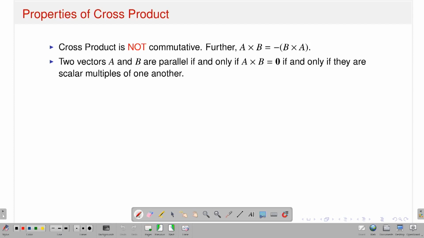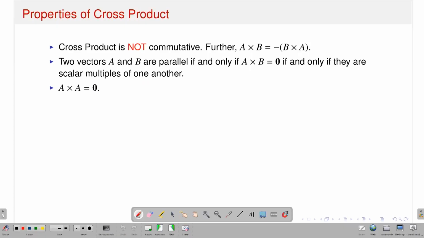If two vectors A and B are parallel, then what will happen? In this A cross B determinant, two rows become such that one is a scalar multiple of the other row, and hence the determinant becomes 0. So that yields that two vectors A and B are parallel if and only if the cross product A cross B is equal to the 0 vector, if and only if they are scalar multiples of one another.